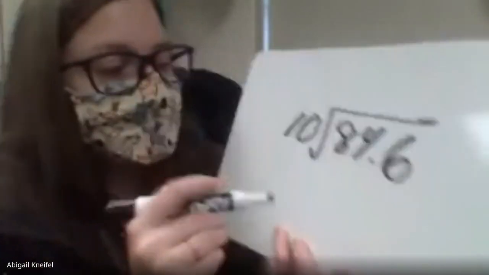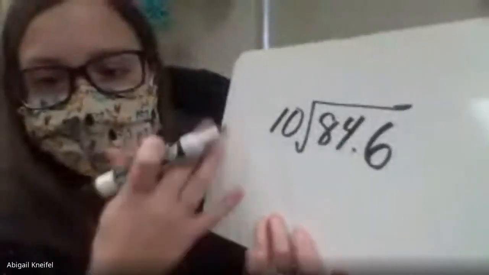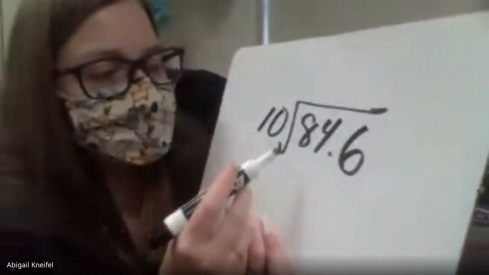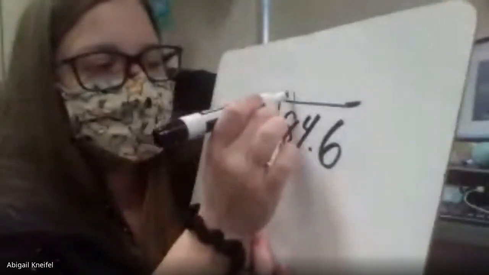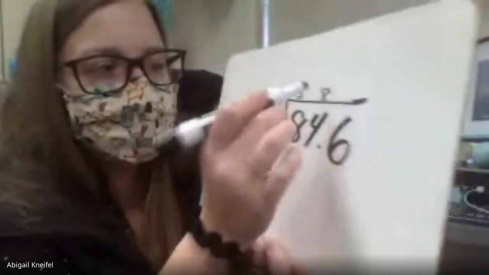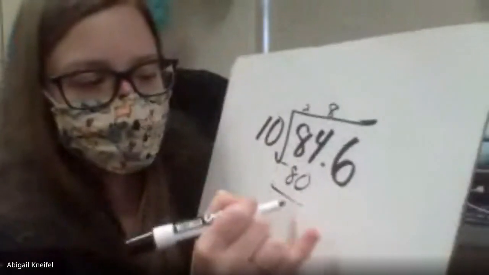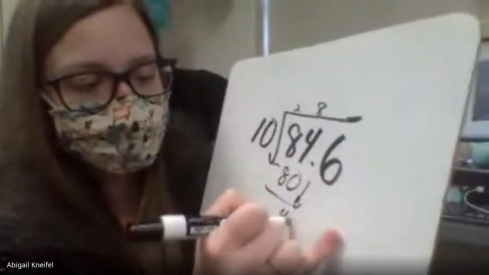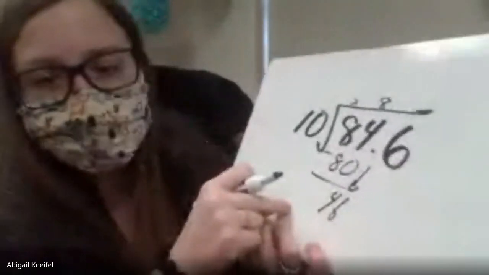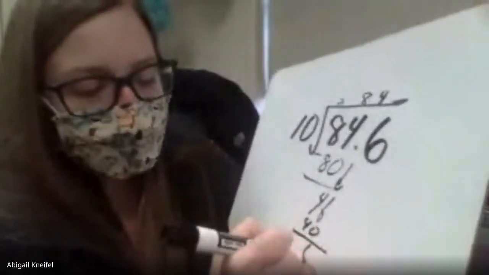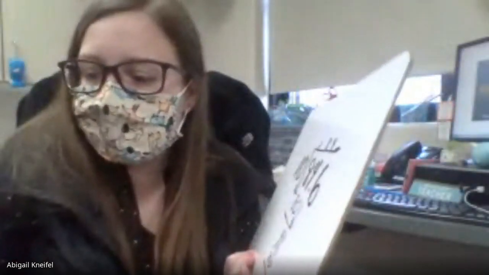All right, so we don't have to move a decimal because there's only one decimal in here. Can 10 go into 8? No, but 10 can go into 84 8 times. 8 times 10 is 80. Subtract. 84 minus 80 is 4. Bring down my 6. Can 10 go into 46? Of course, it can go in 4 times, which is 40. I have 6 left. Can 10 go into 6? No, 10 cannot go into 6.